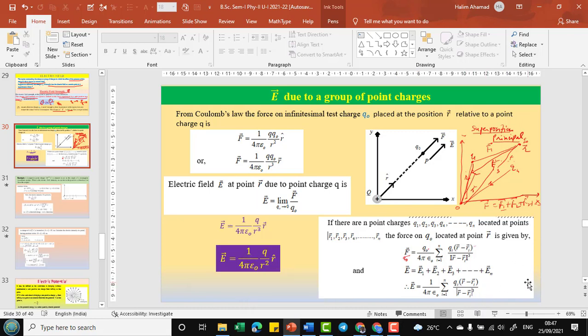So how the superposition principle can be applied, that is evident. If a number of charges are there, the net electric field intensity at that particular point is found by using the superposition principle. That is, we find the intensity of electric field due to each charge, and we add them vectorially to find the net intensity of electric field. Okay.